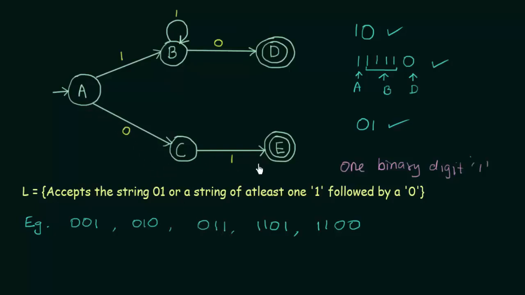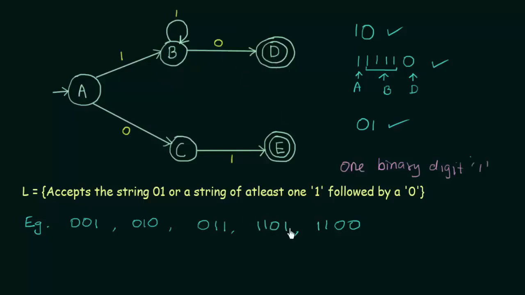0, 1. And when I get another 1, there is no place to go from here again. And what about this? 1, 1, 0, 1. And here I get another 1. Alright, so far so good. And I get 0 next, and I come to state D.